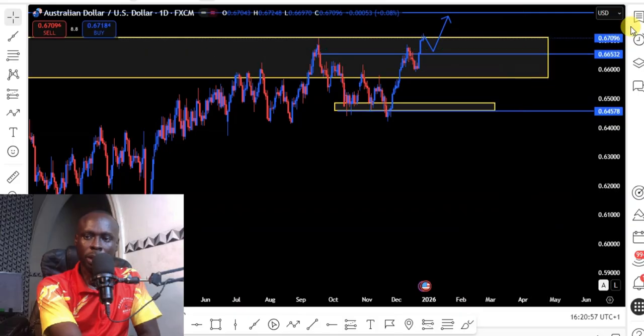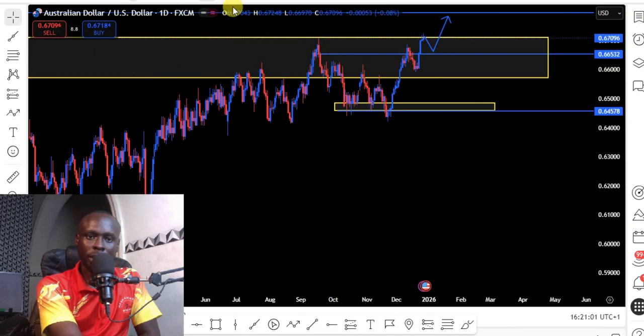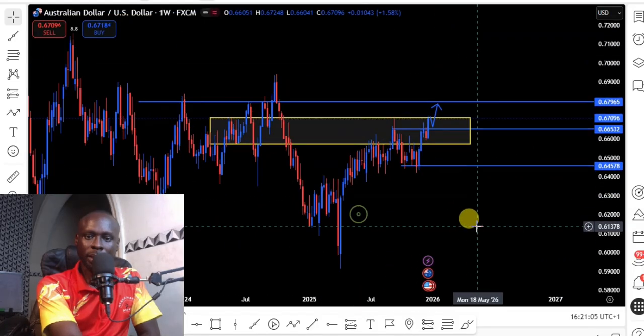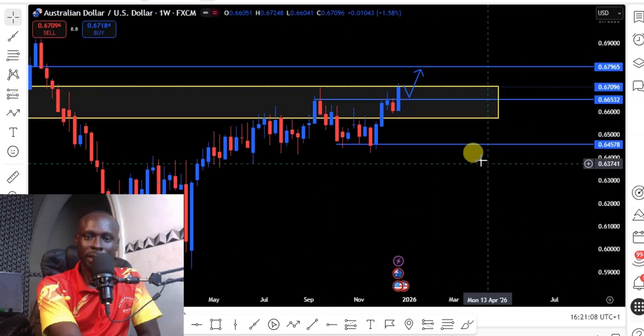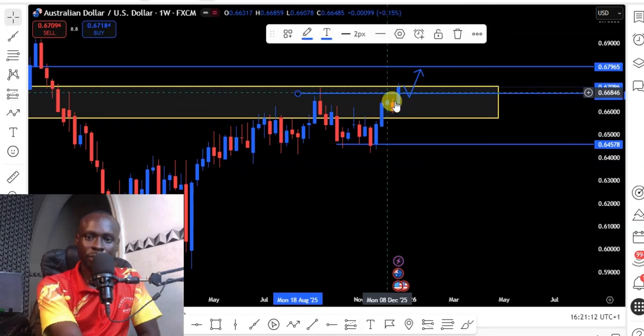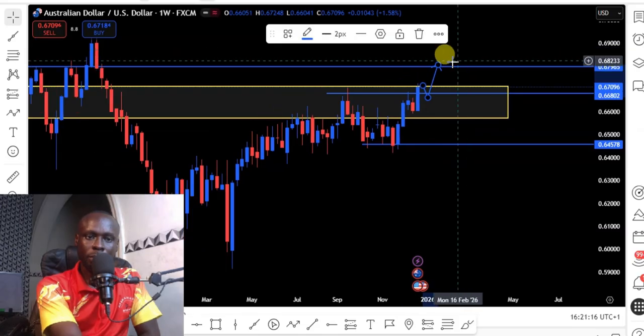So let's look at the weekly chart of the Australia USD. The weekly chart of Australia USD is also saying the same thing. You can also see that price converted this particular resistance to support. So price needs to retest it, then we'll see further buying to this next weekly resistance level.